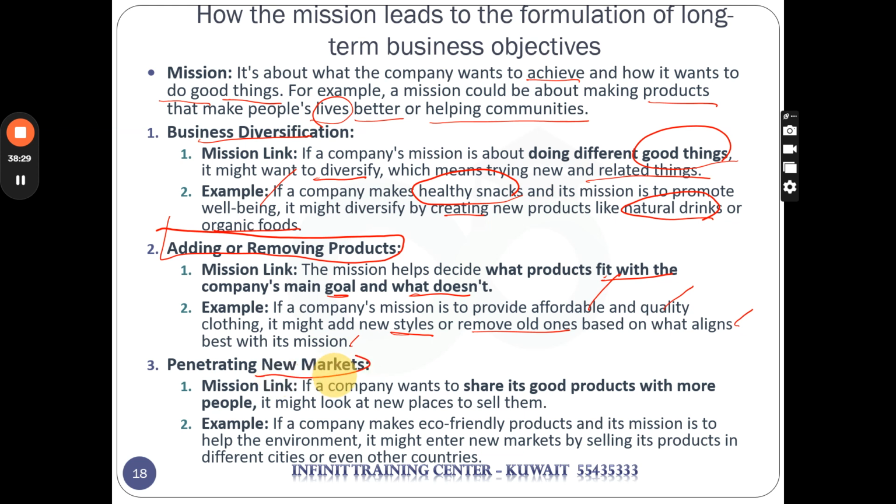Even penetrating new markets. If the company makes eco-friendly products and its mission is to help the environment, it might enter into new markets by selling its products in different cities or even in different countries. So again, you are linking this business objective to your mission. What is your mission? If the company wants to share its good products with more people, then you have to penetrate into new markets.